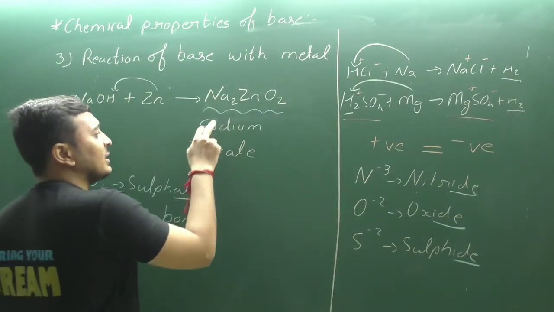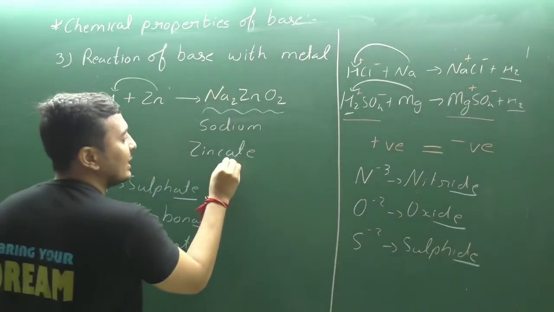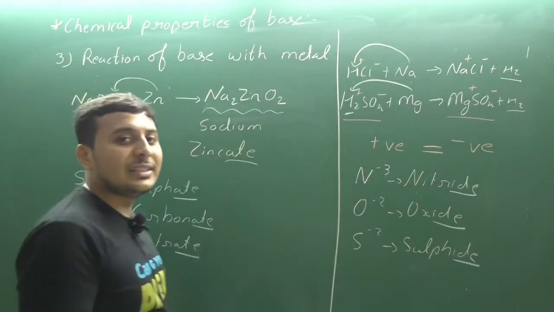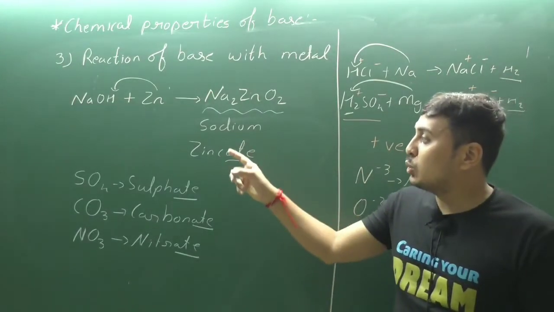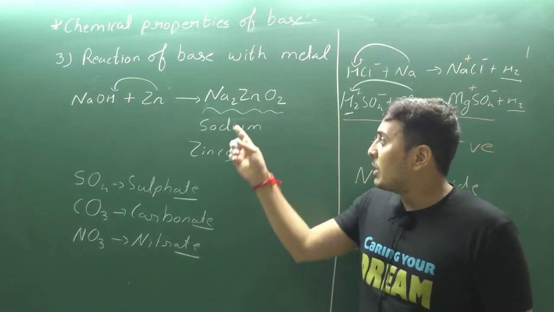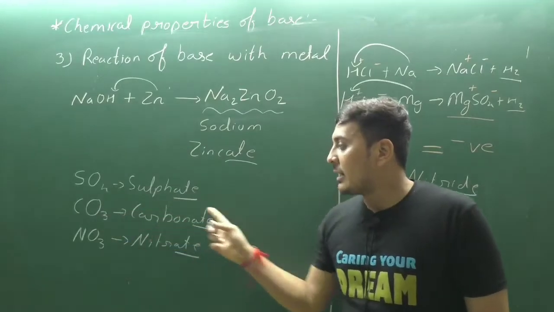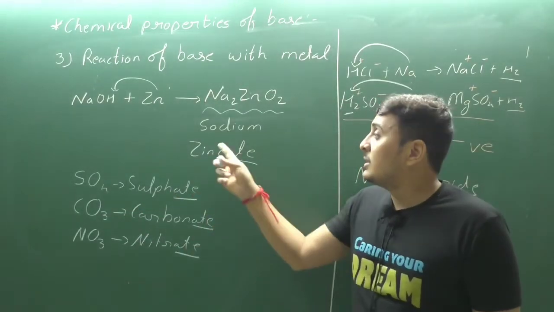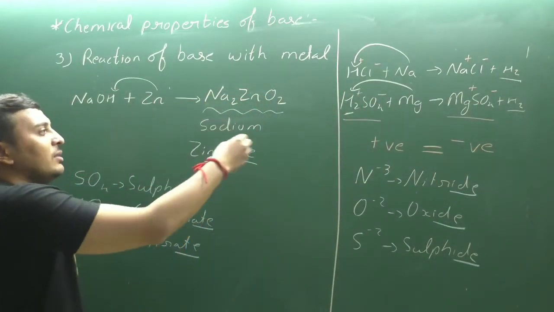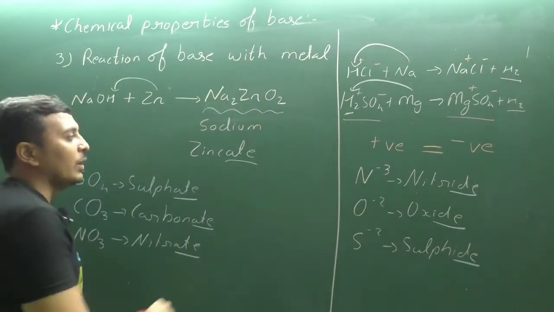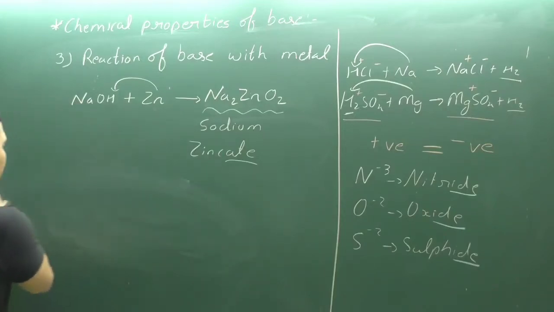So here sodium is written as sodium, but when zinc combines with oxygen, it is known as zincate. I hope now we will be able to remember the name. Why have we written sodium zincate, not zinc oxide? Because when oxygen combines with any other element, the suffix is written as ATE: sulfate, carbonate, nitrate, phosphate, zincate. Clear? So there are two things to remember: the name of the compound and how the chemical formula of the compound is formed. Clear?